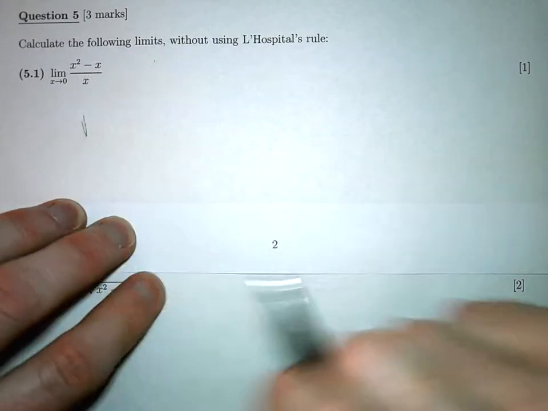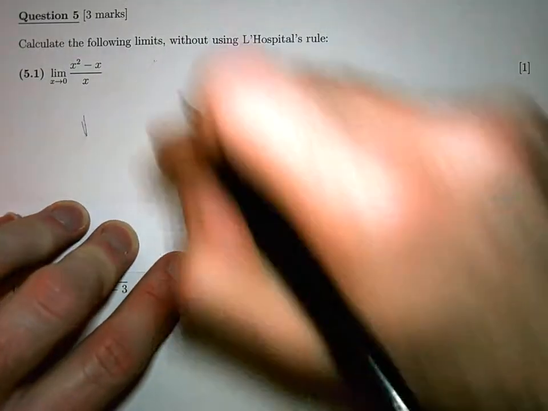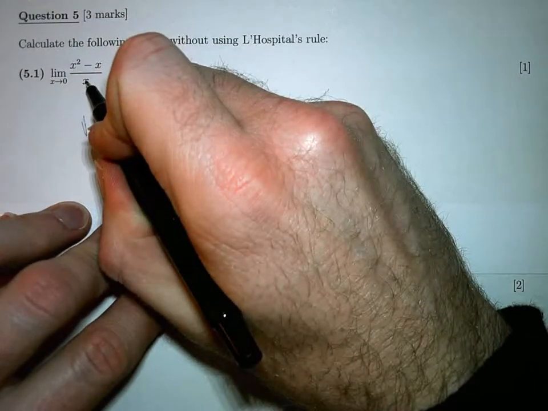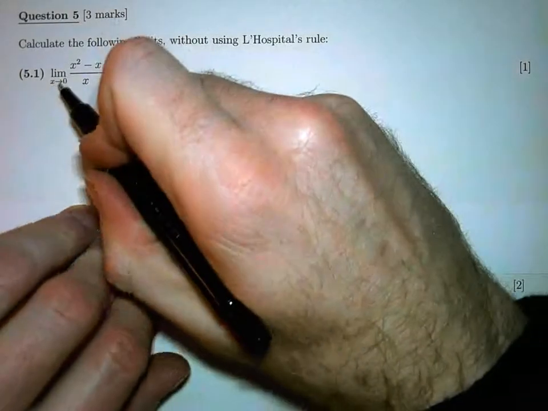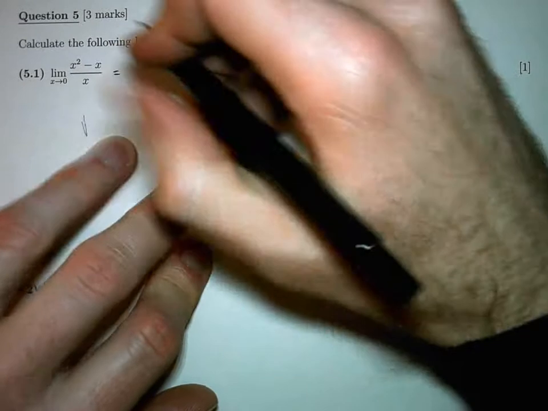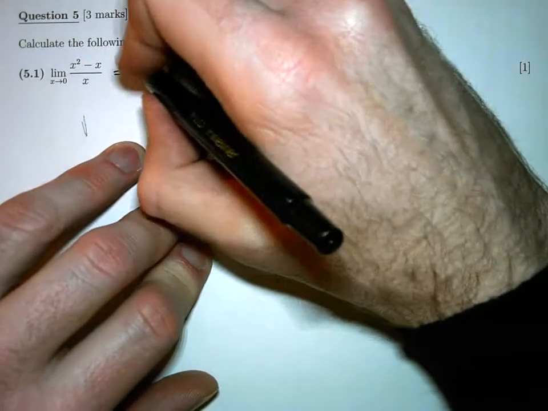Now of course you can take a common factor of x out of the numerator and then cancel it with the x over here. You can do that because we don't care what happens at x equal to 0, so you can divide top and bottom by x without fear of dividing by 0.